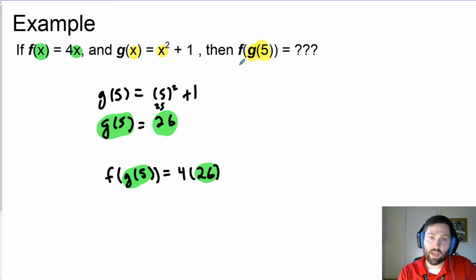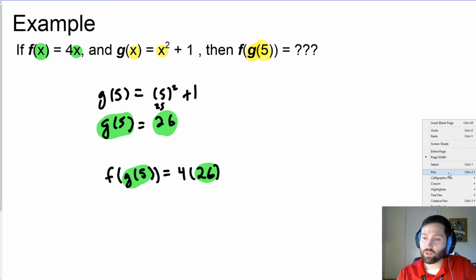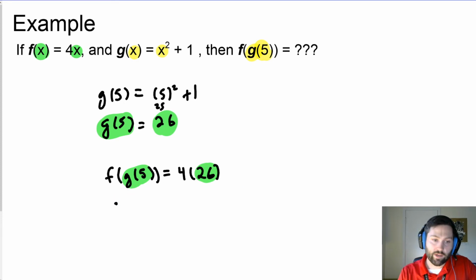And I was told to find f of g of 5. Well, that is exactly what I am finding on the left side of the equation. The only thing that remains for me to do is to actually simplify the right side of the equation. So f of g of 5 is equal to 4 times 26, which is 104. So f of g of 5 equals 104.